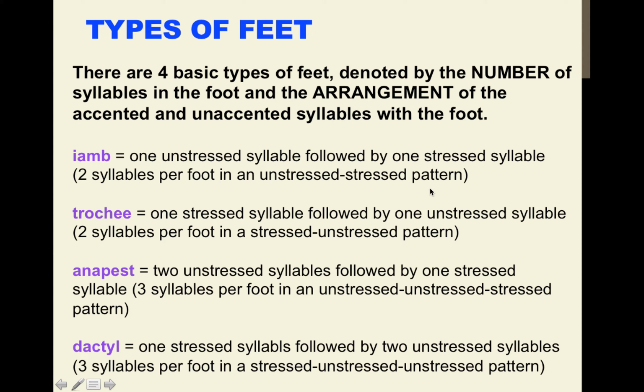So you probably have heard of iambic, and that is a foot of 2 syllables and an unstressed, stressed pattern. Okay? The opposite of that is trochee or trochaic, and that occurs when you also have 2 syllables in the foot, but now you have them in a stressed, unstressed pattern. Then the 2 basic types when you have 3 syllables per foot are the anapest and the dactyl. So the anapest has 2 unstressed syllables followed by 1 stressed syllable. So you have dun dun da dun dun da dun dun da dun dun da.